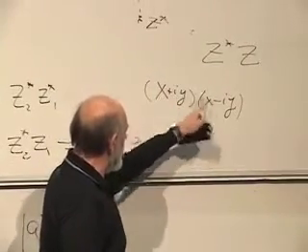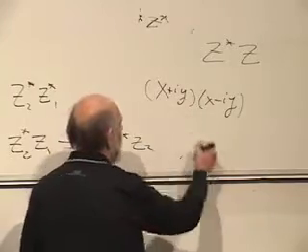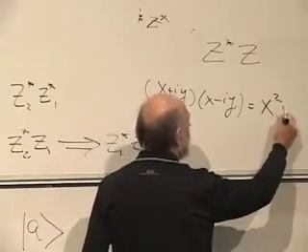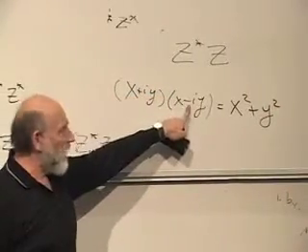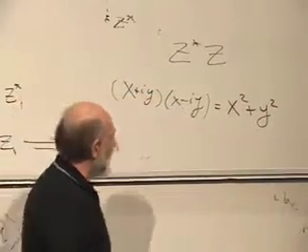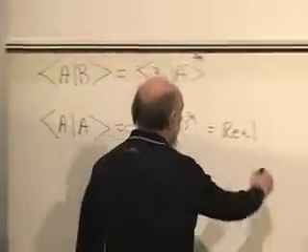Both terms have an xy times an i, but one has a plus sign, the other has a minus sign. But then this is equal to x squared plus y squared, because i times minus i is plus 1. Okay, so it's always positive, x squared plus y squared. Real and positive.